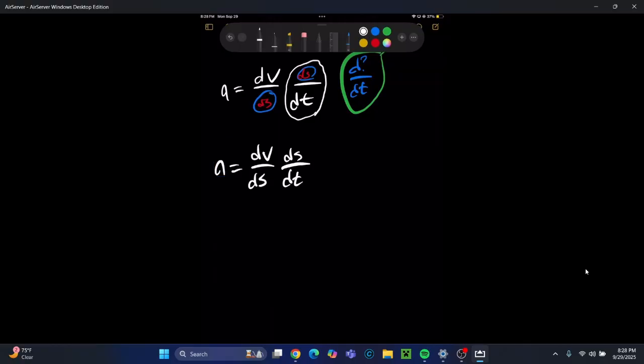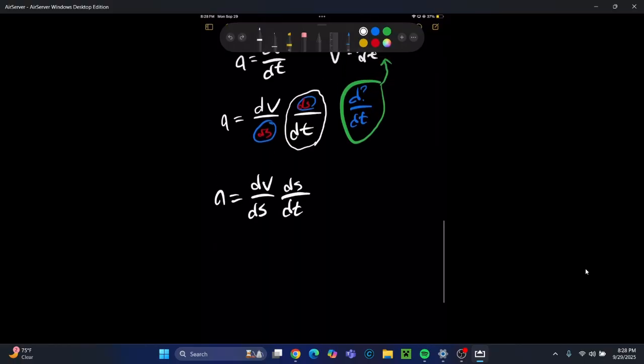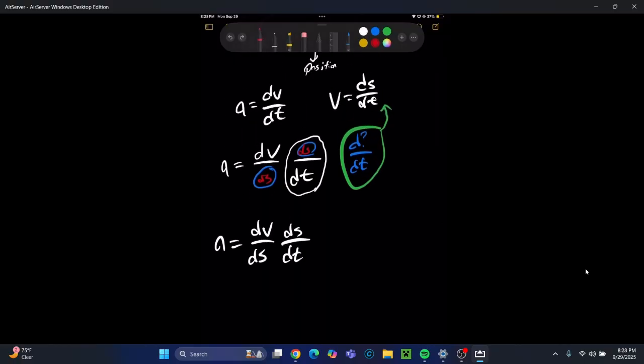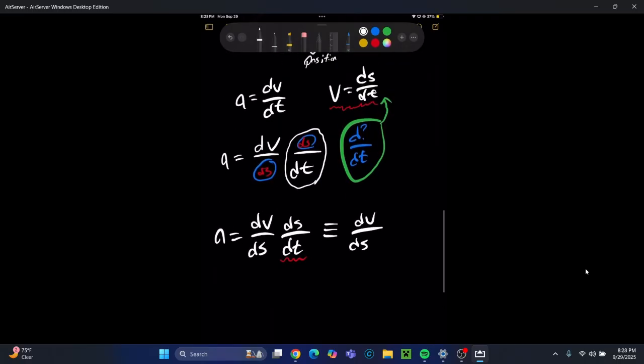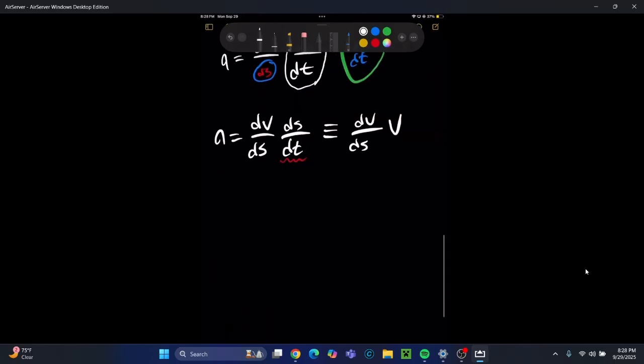We can kind of prove this out if we really wanted to. We could say these cancel out and it's still dv dt, so that relationship is still valid. But now let's take this identity right here, the evil one, ds dt. No one likes this. An equivalent expression is still dv ds on the left, but now this ds dt is just v. So this gives us a equals v dv ds.